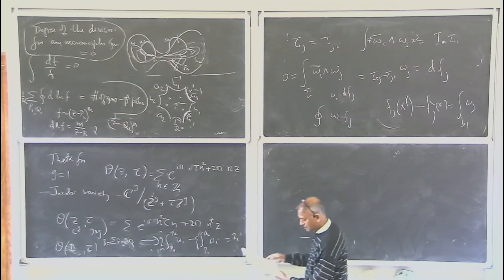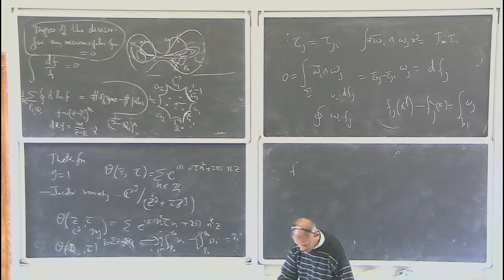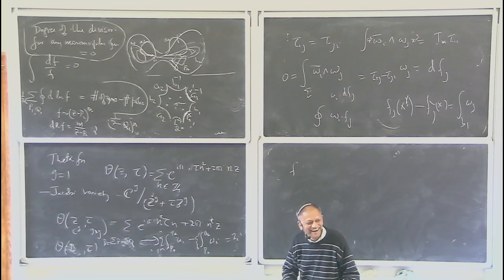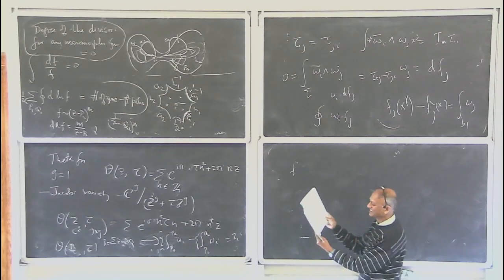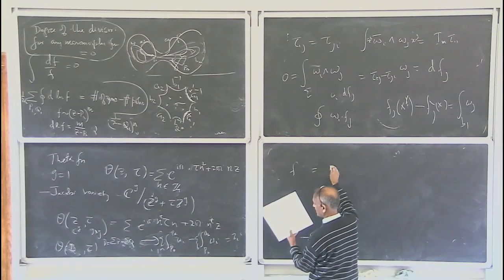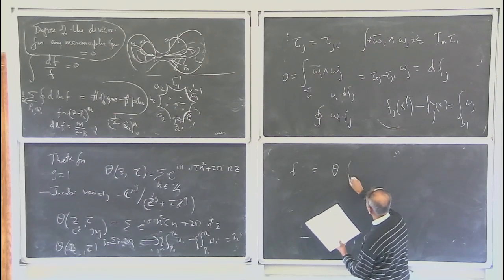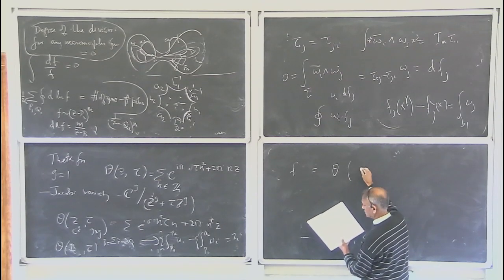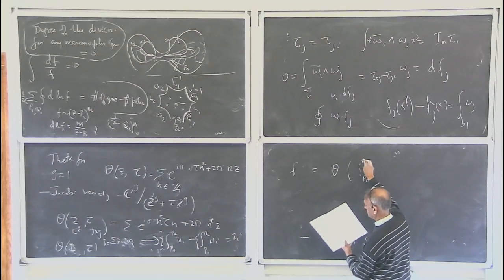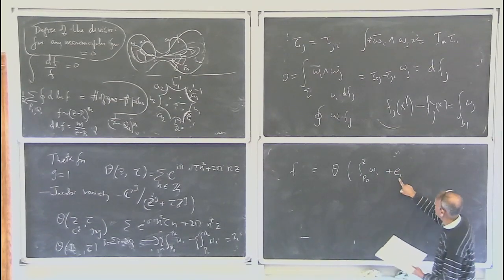So let's define a function f. Let's define it like this: theta of z of p, where I take this from the base point p naught to some p, integral of omega I, plus e_i, where e_i is any element in C^g.